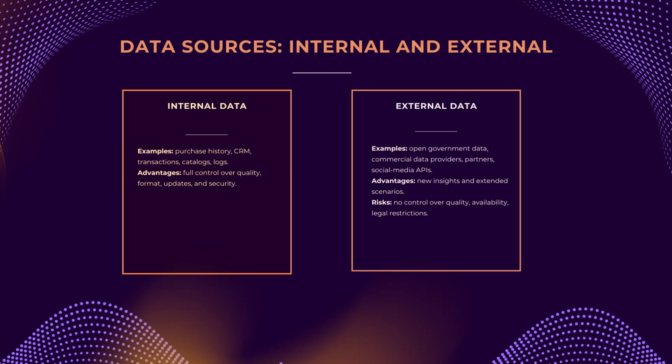But internal data are often insufficient. A recommender system of an online store may need data about trends on social networks, economic indicators, information about competitors. Here external data sources are necessary. External sources are data from third parties, open government data, commercial data providers, partner organizations, public social media APIs. The use of external data opens new opportunities but creates additional risks. You do not control the quality and availability of these data, legal restrictions on use may arise.